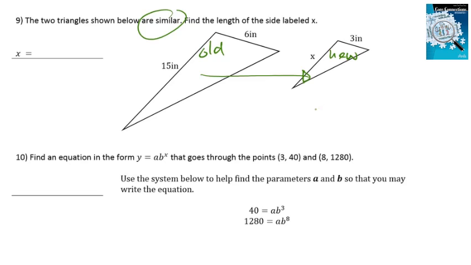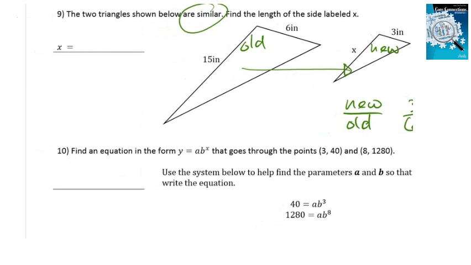And if I take a new dimension and divide it by the old, I get my scale factor. So my new dimension is 3, and the one that goes with it that's old is 6. So my scale factor is the number 1/2. And if I want to move from the large one to the small one, I'm just multiplying by that scale factor of 1/2. This is one way to think about it. That means my answer has to be 15 times 1/2, or 7.5.